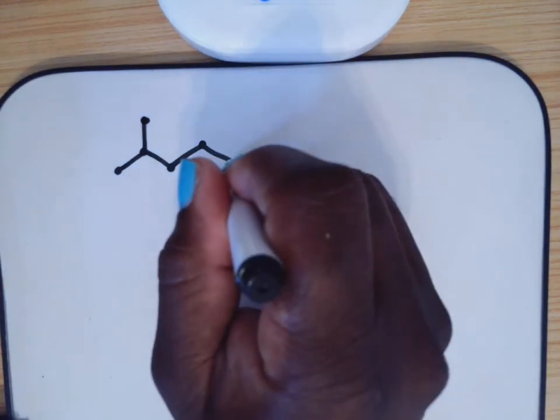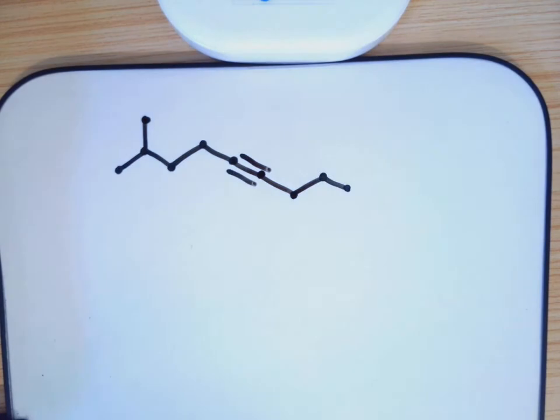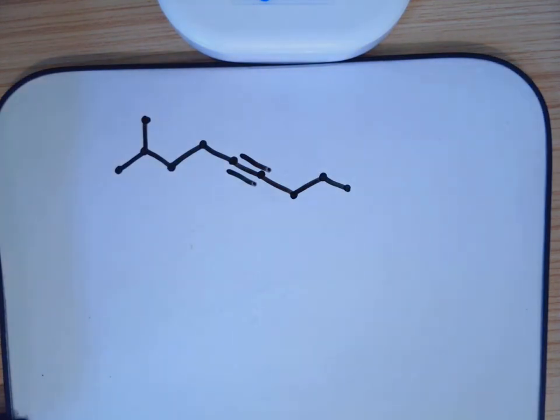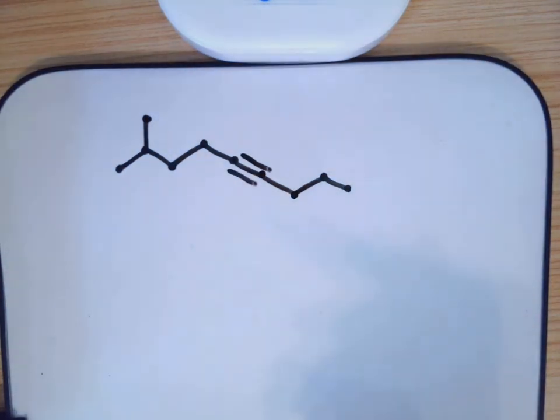Recall when dealing with VSEPR or your electron geometry, in the case of the triple bond, those carbon atoms have a linear geometry. So they're trying to be as far apart from one another as possible, which would be 180 degrees. And so even though it doesn't look as if it has a point, because we don't actually see a point, there are two carbon atoms where the triple bond is located. So when naming alkynes, make sure you include those two carbon atoms.